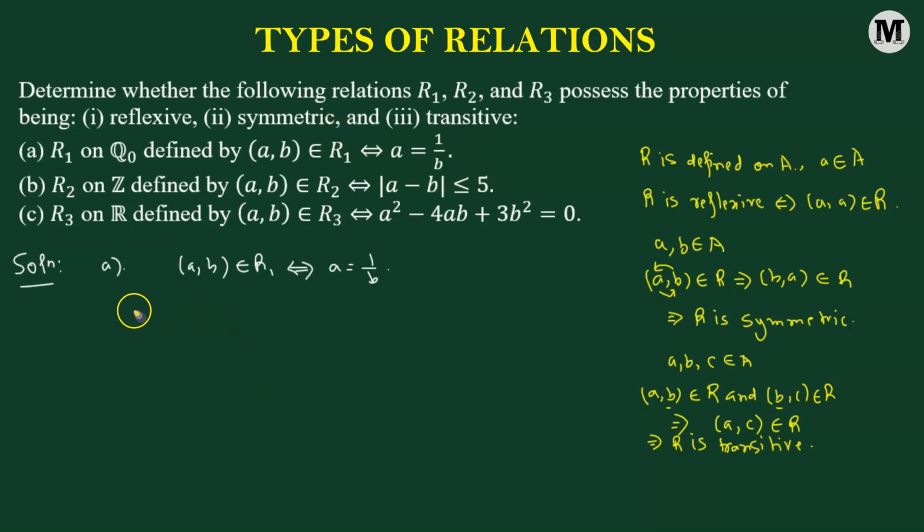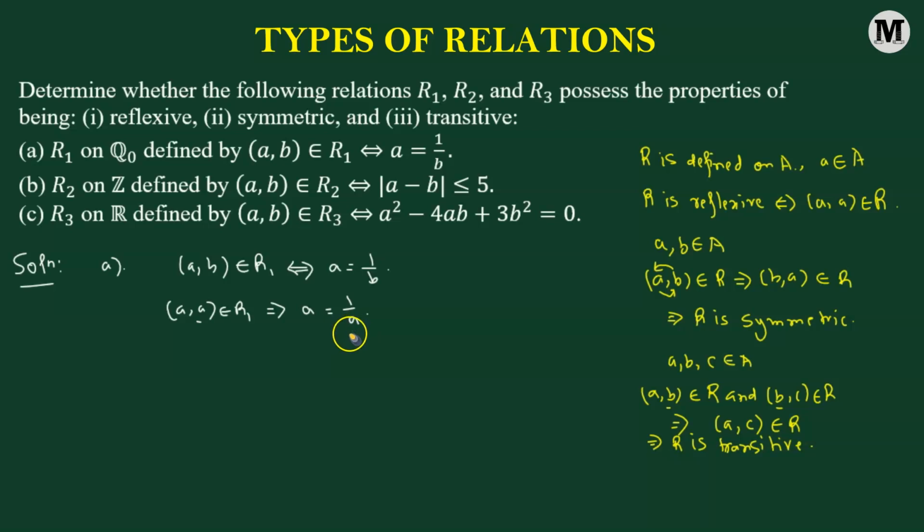Let's start with the reflexive one. According to the definition, R1 is going to be reflexive if and only if (a, a) belongs to R1. What does it imply? This must imply that a must equal 1 over a. That's what it means, because in the definition a equals 1 over b if we have the ordered pair (a, b) belonging to R1. Now in our case b here is actually a. So in the equation a equals 1 over b, we have replaced b with a, giving us a equals 1 over a.